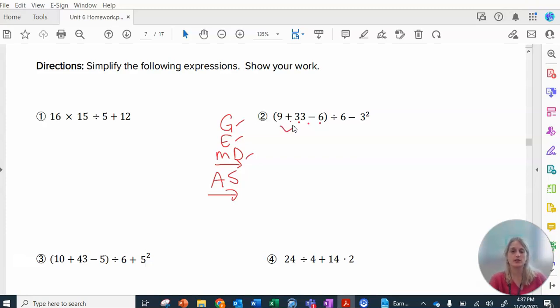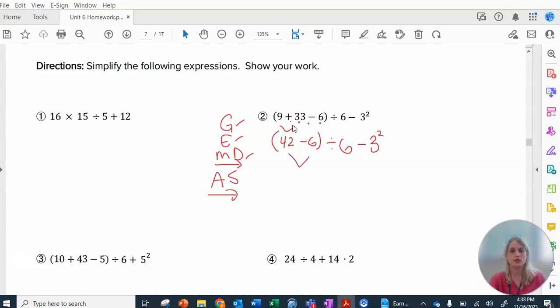9 plus 33 is first. So 9 plus 33 is 42. And then I'm going to rewrite the minus 6 and keep it in parentheses, and the divide by 6, and the minus 3 to the power of 2. I am not done with my grouping symbols, so I'm going to keep going back until it's one number.